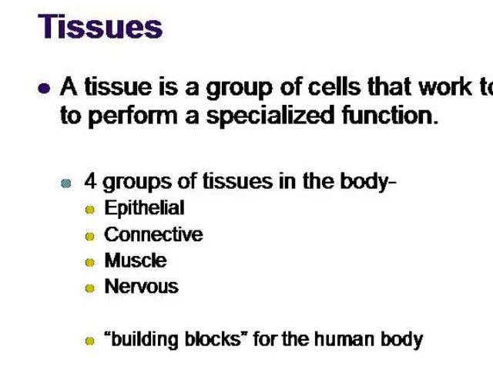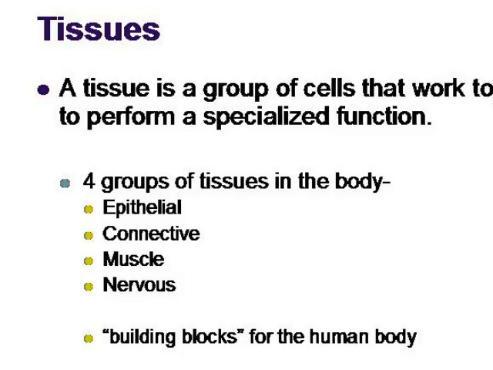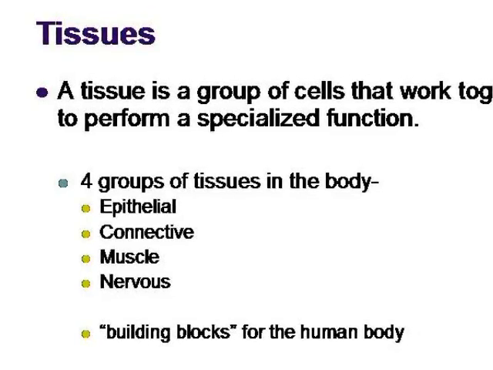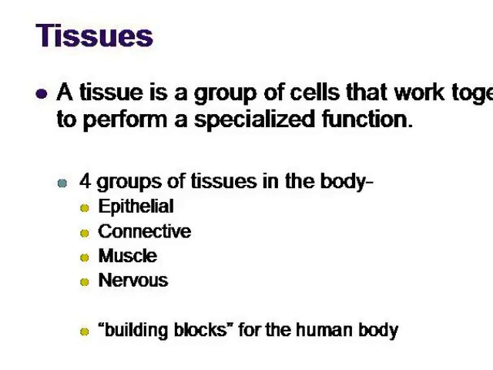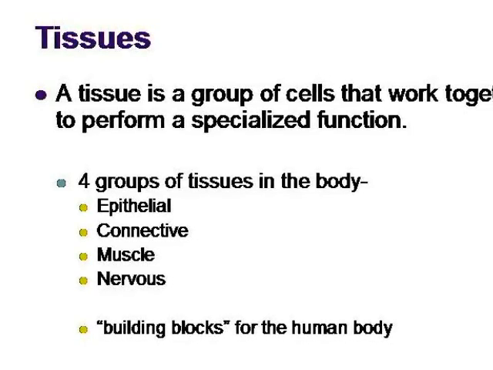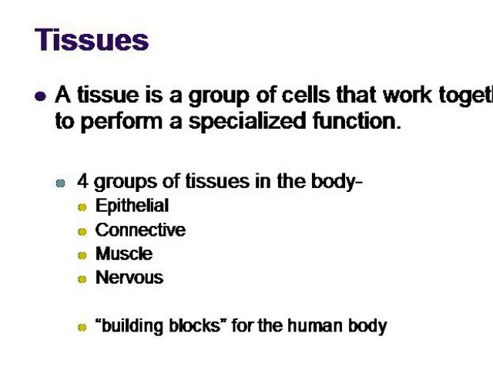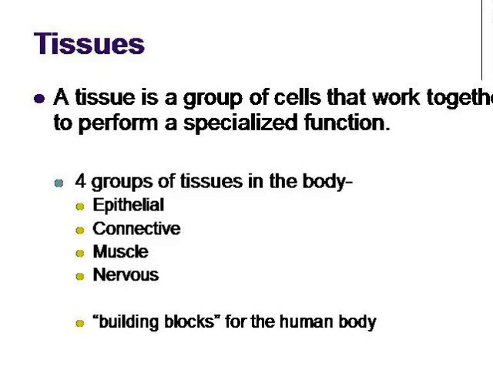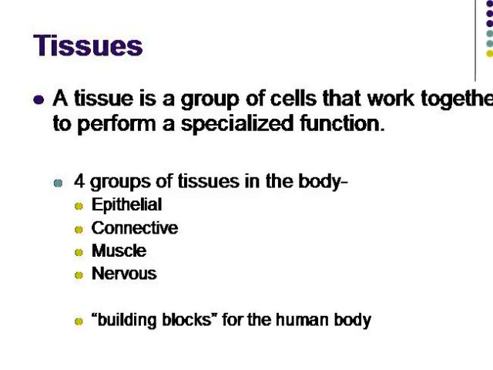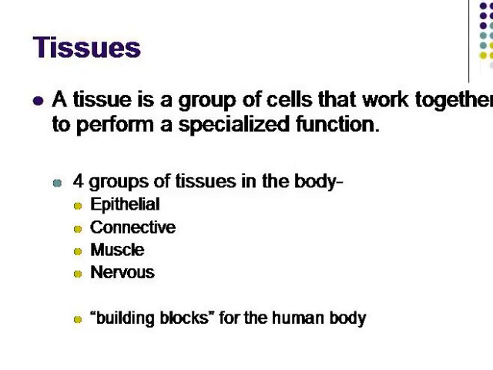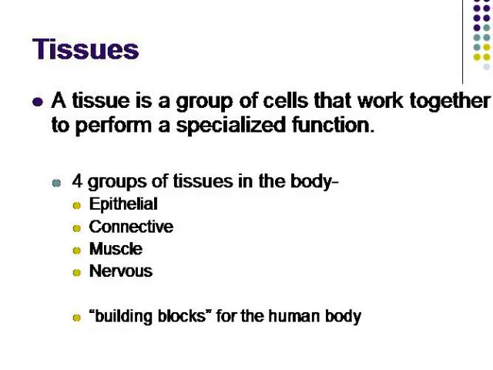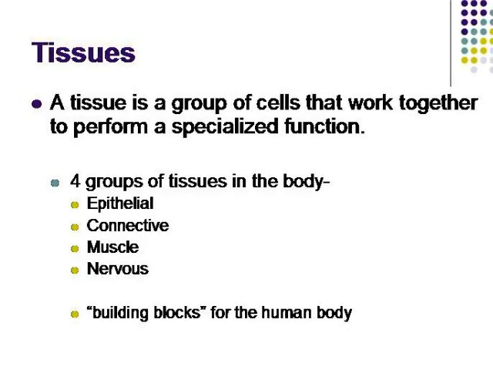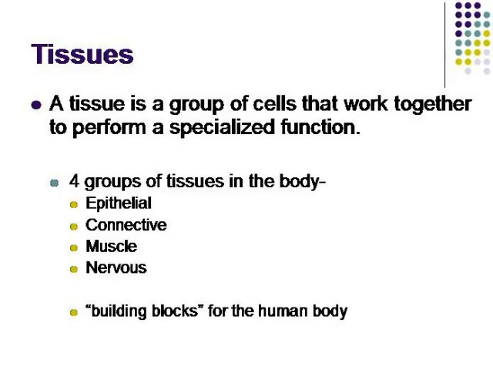Your body is made up of trillions of cells. However, as individual cells, they cannot perform the many functions of the human body. Therefore, cells will differentiate to have very specific functions. There are about 200 different types of cells in the human body. When these cells work together to perform a very specialized function, we call that a tissue. There are four groups of tissues in the human body: epithelial, connective, muscle, and nervous. These cells, working together to form tissues, are essentially the building blocks for the human body.